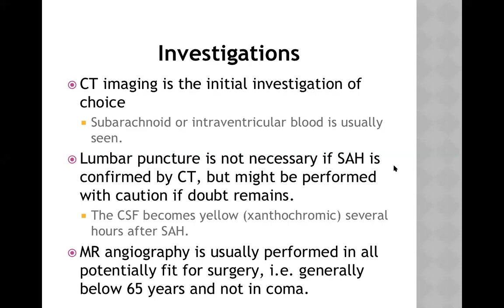If they do, and if they analyze the CSF, then the CSF becomes yellow, which is called xanthochromic CSF. This xanthochromic CSF is probably because of production of bilirubin, because bilirubin will be formed by those RBCs which are present there. So this is the explanation. Magnetic resonance angiography can be done generally below 65 years and in those patients who are not in coma. So this is another type of investigation.